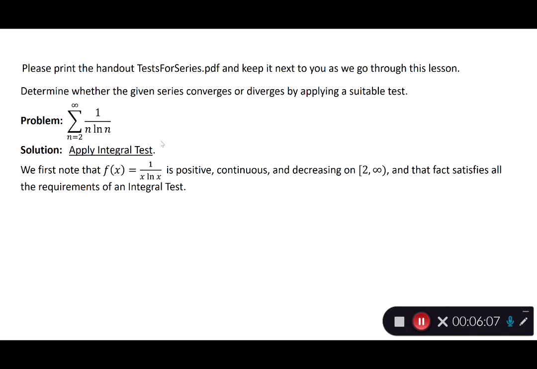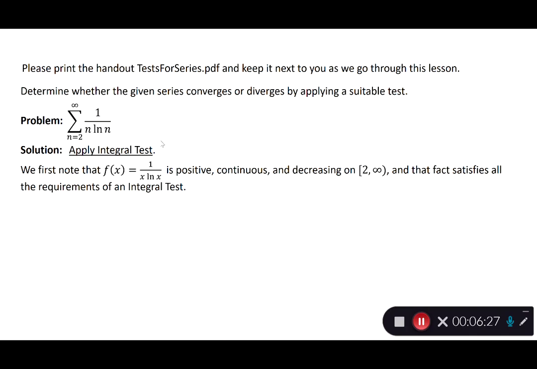Trust me, it is positive. Is it continuous? Yeah. If you don't believe me, plot it. Use your calculator or something like that and plot this one. You will see that it's continuous.